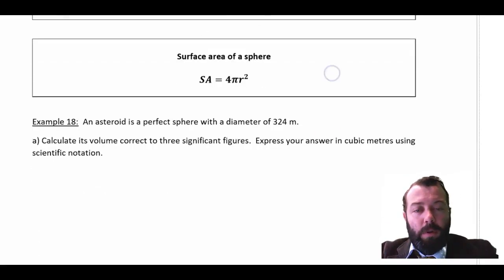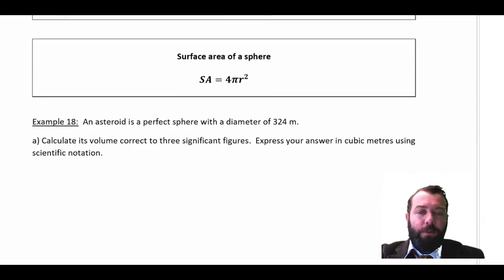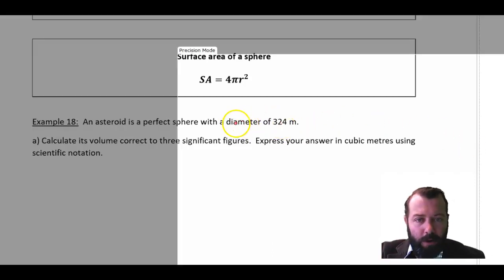Let's have a look at an example and see how to apply those, but it's straightforward enough. An asteroid is a perfect sphere with a diameter of 324 meters. Notice, be careful here, and you might do this during a test. You might grab a highlighter or something. I'm just going to use my pen. It's a diameter of 324.